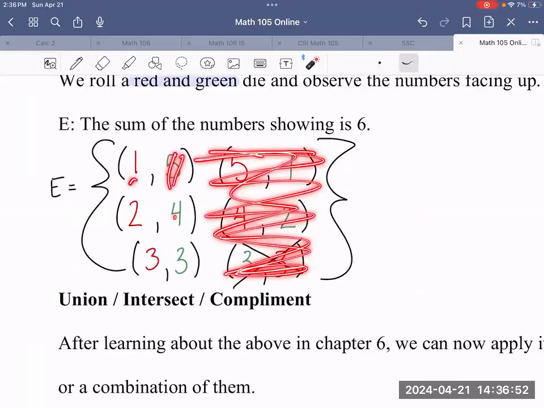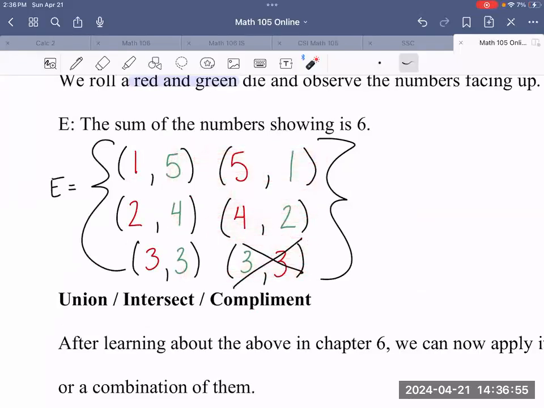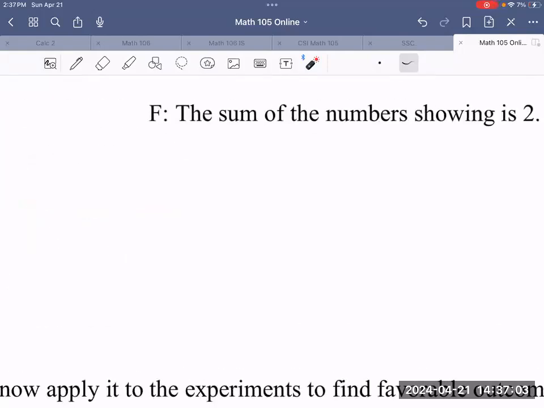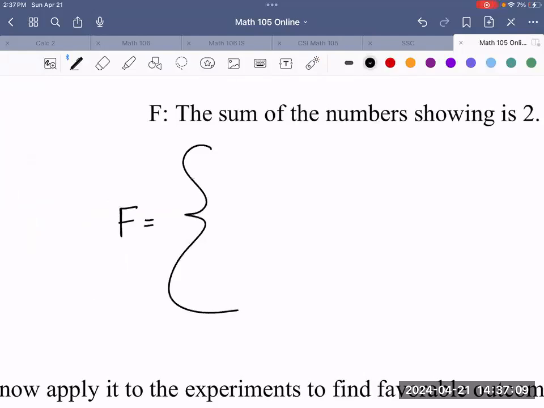Let's say they were just both red dice, so you can't flip it around. Let's try it again. The sum of the numbers showing is 2. This time we're going to label the event as F. So we could have a red 1 and a green 1. Coming right off of what we talked about, if we listed it again, green being 1 and red being 1, we've already counted for that. So this is where it would have to end.